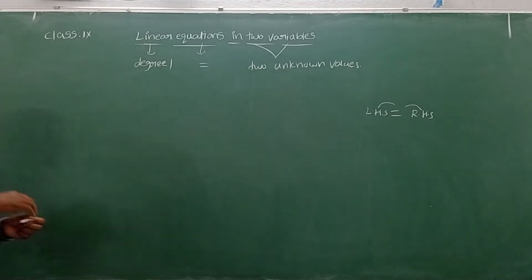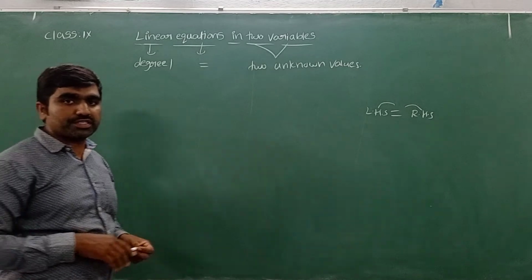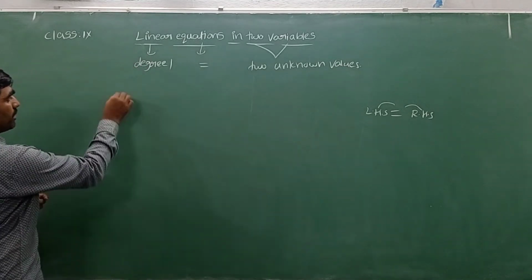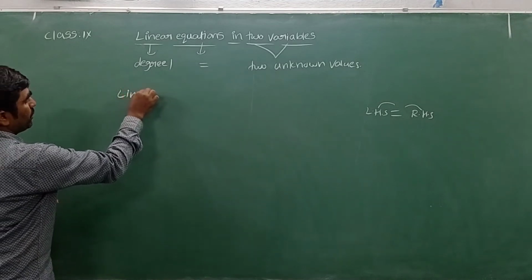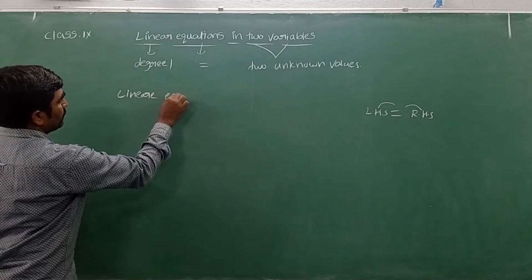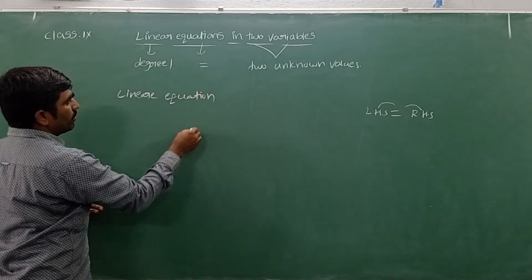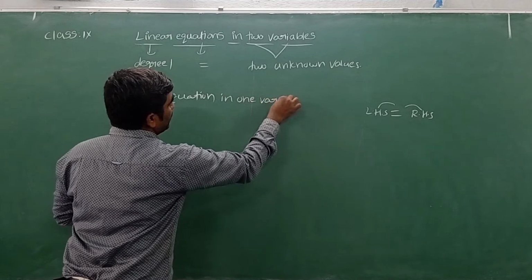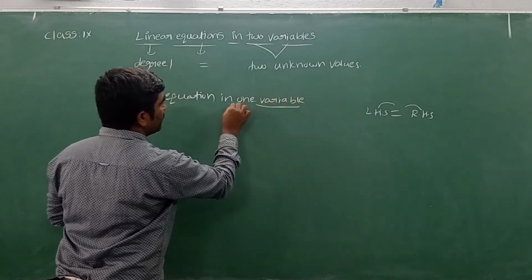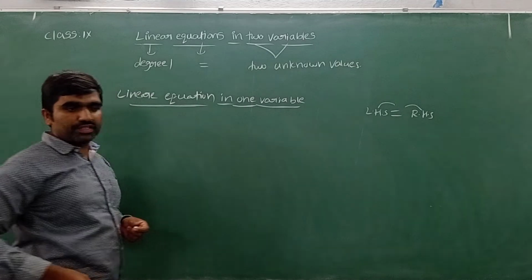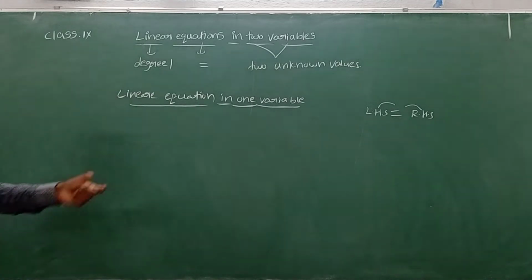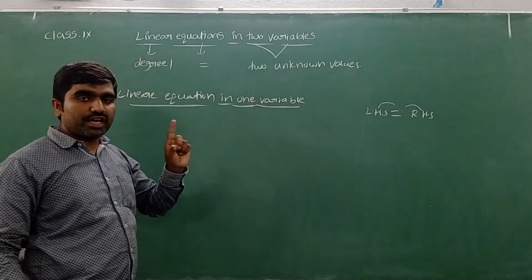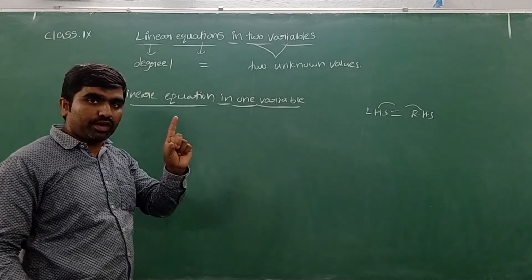So before going to our title, let's recall our previous knowledge. In the previous class we learned linear equation in one variable. Then tell me, what is the meaning of linear equation in one variable? Linear means degree 1, equation means equal sign, and one variable means it has only one unknown value, only one variable.